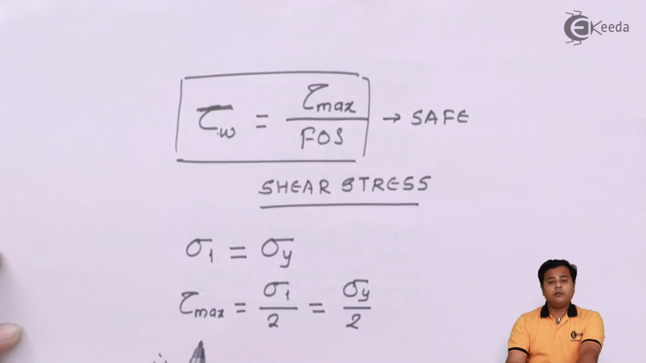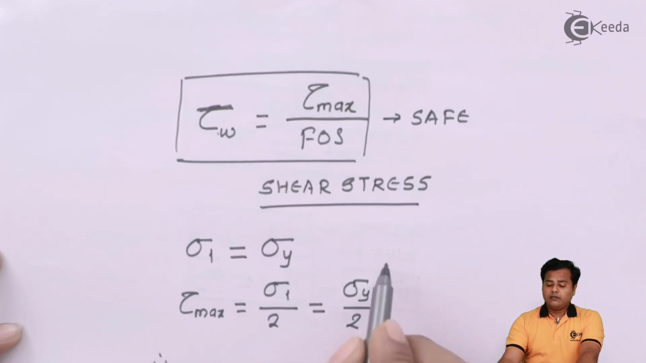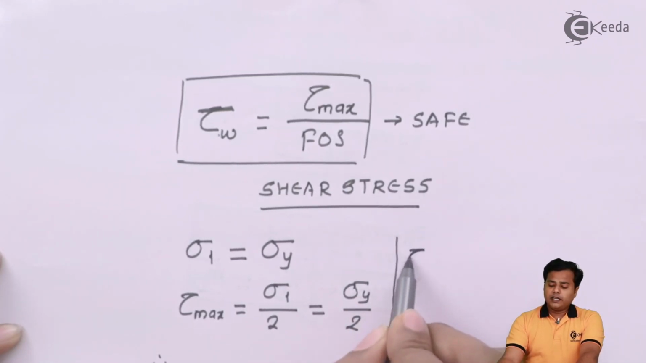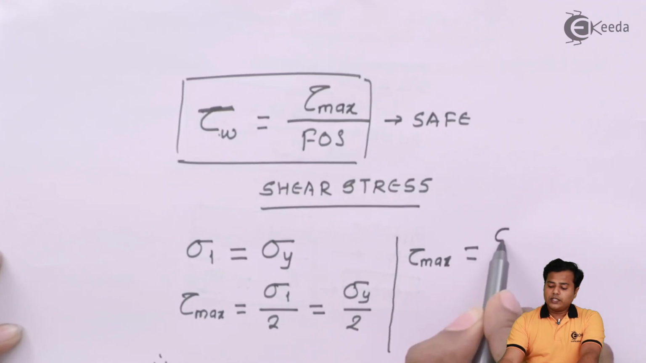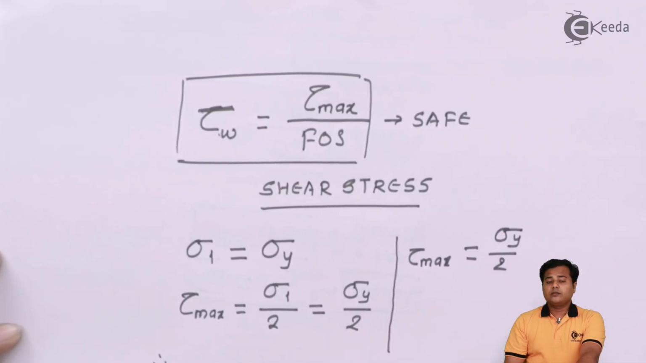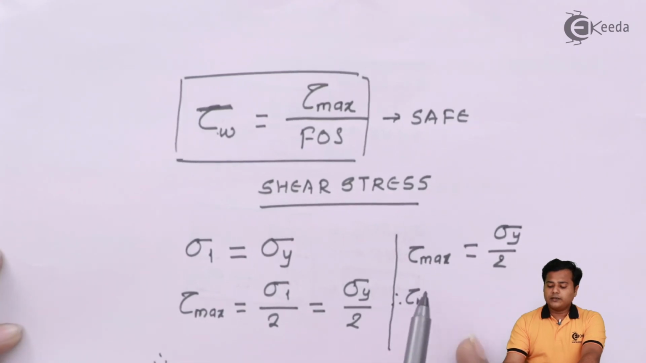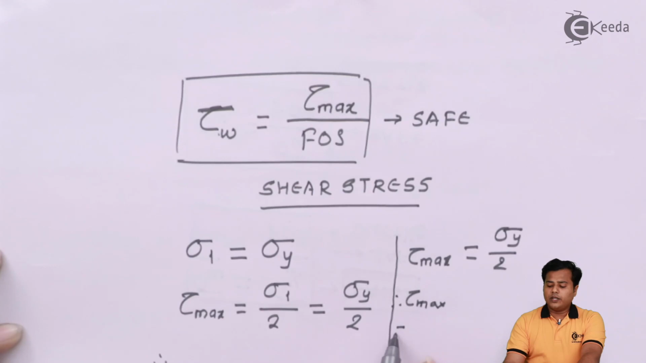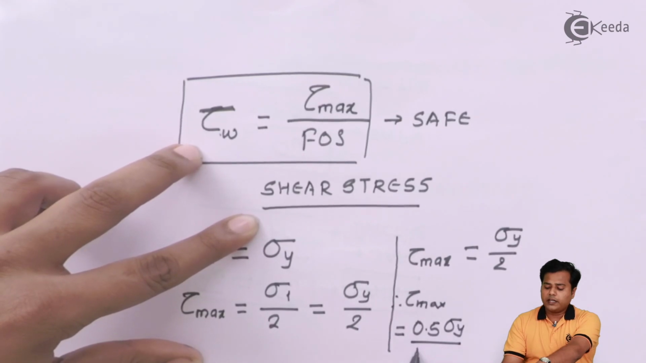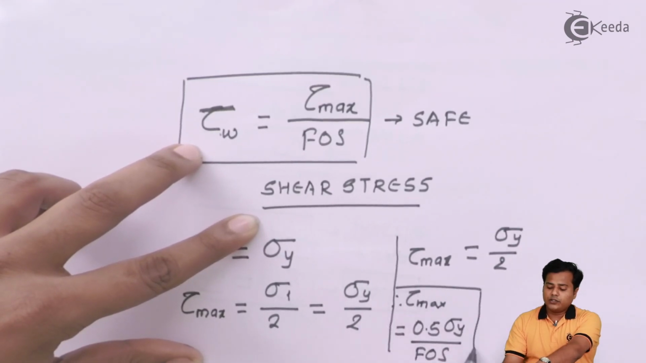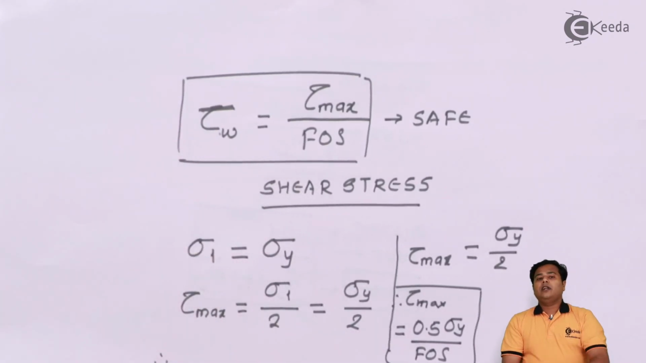And hence, for all mild steel problems, I hope you understand mild steel, for all mild steel problems, we take tau max, which is shear stress induced, working one of course, is equal to sigma y divided by 2. But this is the superficial value. If I consider factor of safety, I must consider FOS. So in that case, the tau max value is equal to 0.5 times sigma y divided by FOS, which is going to be my ultimate expression for tau max for the maximum shear stress theory.